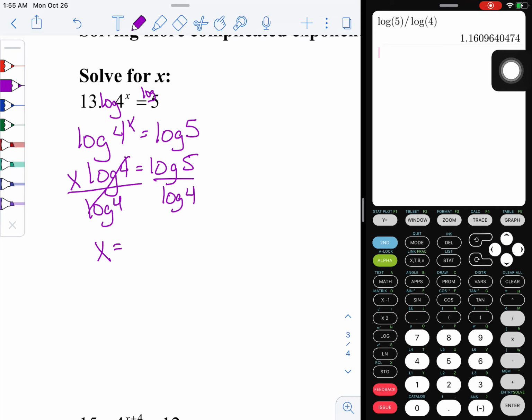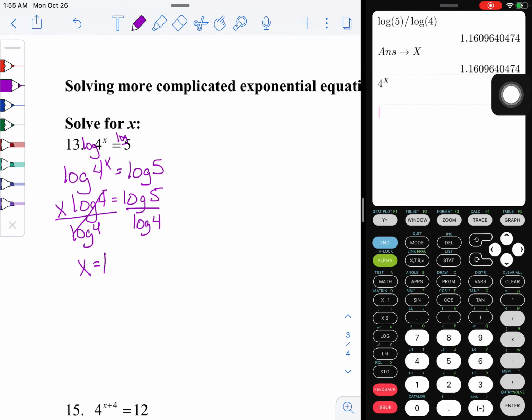And the way I'm going to do this is I'm just going to use this answer. I'm going to store it as x, and then I'm going to take 4 and raise it to the x power. And when I hit enter, I want my answer to be 5. Oh, good. I did it right. So this little check that I just did tells me that this answer is the right answer.